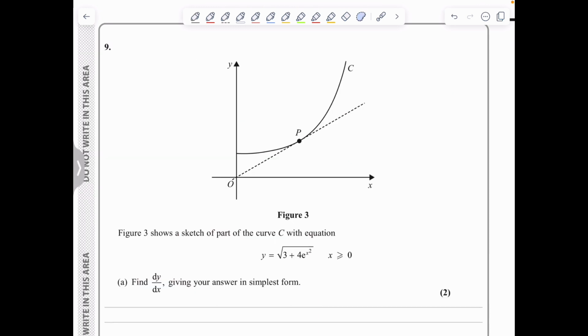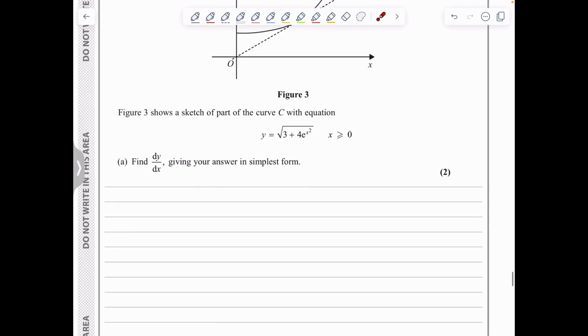In question 9, we're given the curve C with the equation y equals the square root of 3 plus 4e to the x squared, and we need to find dy dx, giving our answer in its simplest form. So the first thing I will do is write y as 3 plus 4e to the x squared, all raised to the power of a half.